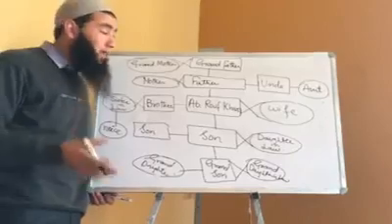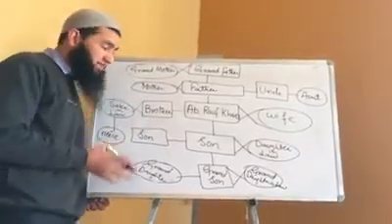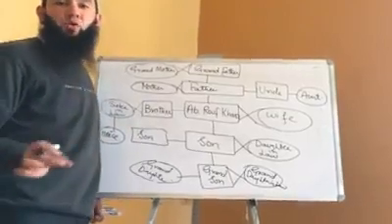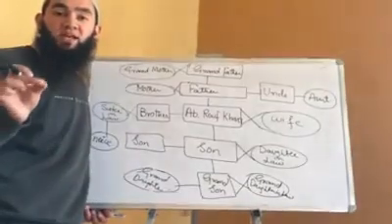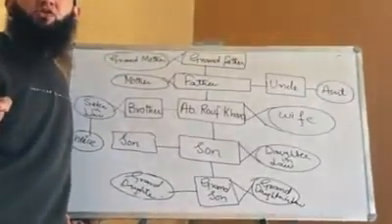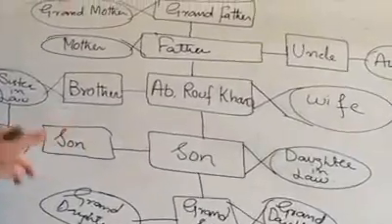So this is the way how we try to solve the blood relationship test. This is the family chart. If you are able to understand this chart, I'm saying with 110% confidence, you will be able to solve any question from the blood relationship. I'll try to just recap once again.